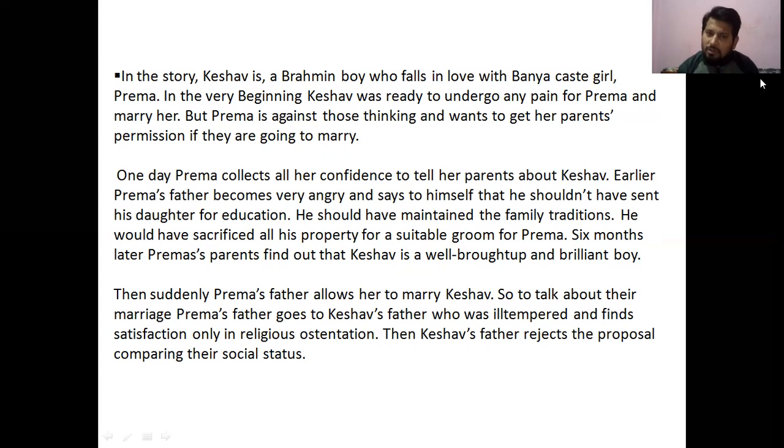One day, Prema collects all her confidence to tell her parents about Keshav. She told her parents about her affair with Keshav. Prema's father becomes very angry when he listens to Prema's talk. He says to himself that he shouldn't have sent his daughter for education. He should have maintained the family traditions. He would have sacrificed all his property for a suitable groom for Prema. Six months later, Prema's parents find out that Keshav is a well brought up and brilliant boy. They found that, and then suddenly Prema's father allows her to marry Keshav.